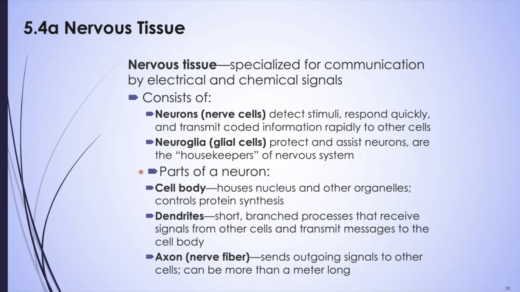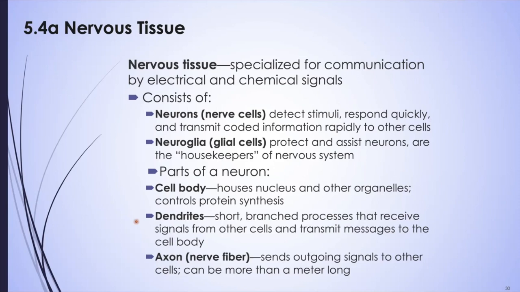On the neuron, you're going to have the cell body, dendrites, and axons. The cell body is going to be the bulk, and that houses the nucleus and other organelles. The cell body controls protein synthesis. The dendrites are extensions off of that cell body, little branches, and they can receive signals from other cells and transmit the messages down into the cell body.